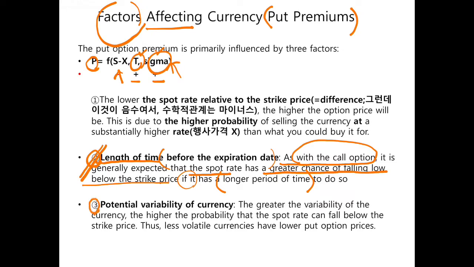Third one, potential variability of currency. The greater the variability of currency, the higher the probability that the spot rate can fall below the strike price, right? Otherwise, if the currency becomes less volatile, then the put option premium becomes lower, right? That's exactly the same as in the call option case.